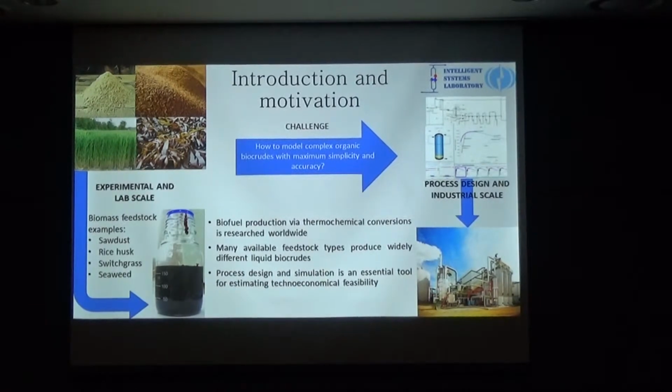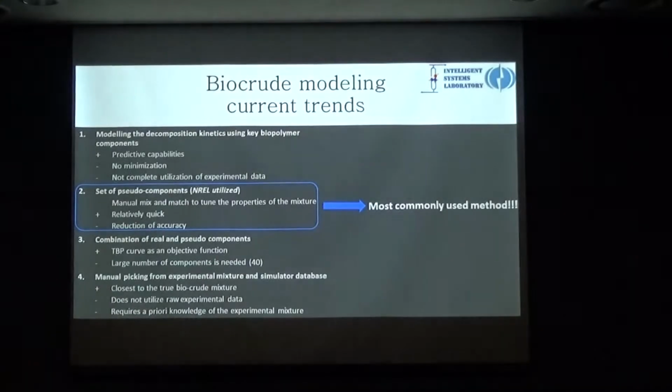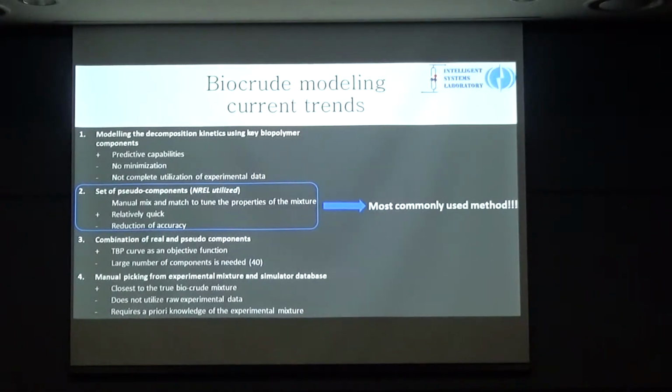But simulating this in process design, in a simulation package, in order to assess the techno-economical feasibility of a possible production process, is a very different thing. And herein is the main challenge, and the reason for this method: how to model these complex organic bio-crudes with maximum simplicity and accuracy. Now, there are many approaches currently used for this, and these four are the most common ones.